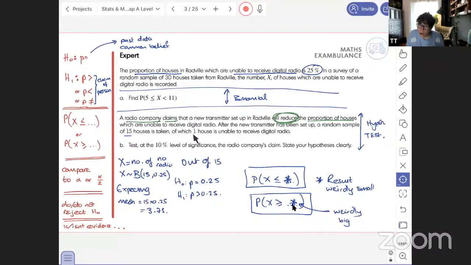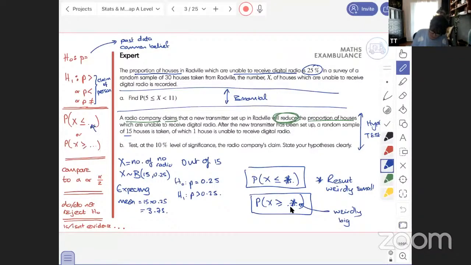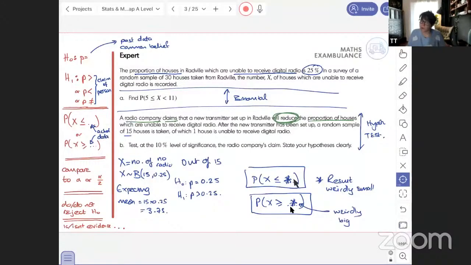One house. So this number here is 1, because that is the actual data that you found. It's how many actually. So you need to compare with 1, not with anything else. You can use the rubber and change your answers. Then what you need to decide is, am I going to find the probability that X is less than or equal to 1, because 1 is really small and I'm finding out how small? Or am I going to find the probability that X is bigger than or equal to 1, because 1 is weirdly big and I'm going to the right and seeing how far to the right it is?